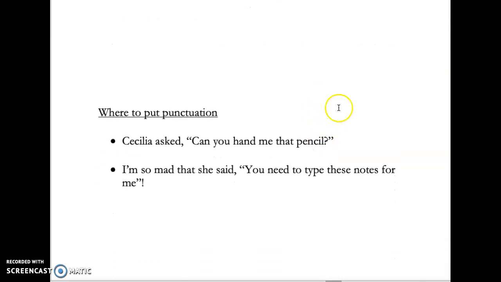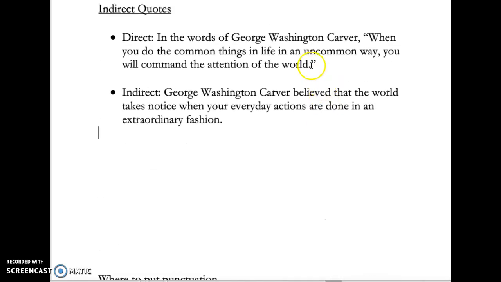So here's where things get a little bit trickier. You have to decide whether the punctuation you're using belongs inside the quote or outside the quote. When we quote, we always put the period inside the quote. So notice that. In England, I don't know why, but in England, they put the punctuation outside the quote. But anyway, period goes inside.